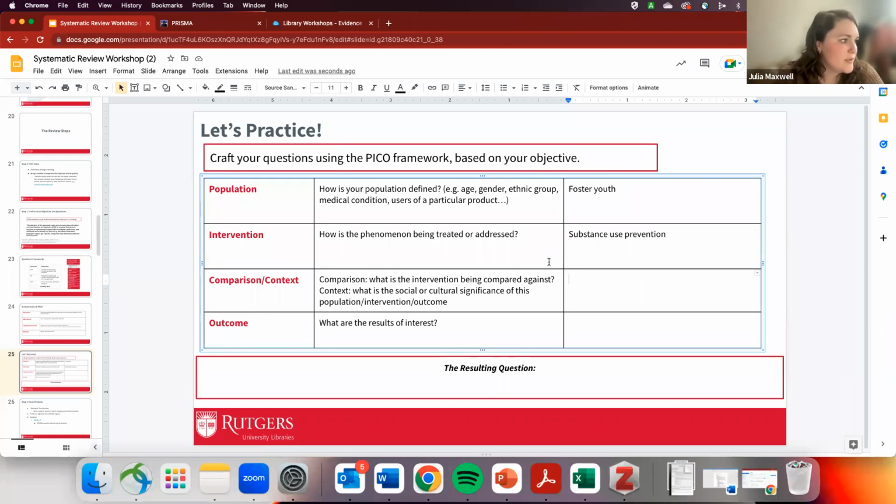Sometimes I think this fits within population too. So I might think about rural areas, maybe. Let's think about that. And then outcome. What are the results of interest? What do we want to study as a result of substance use prevention in rural foster youth?